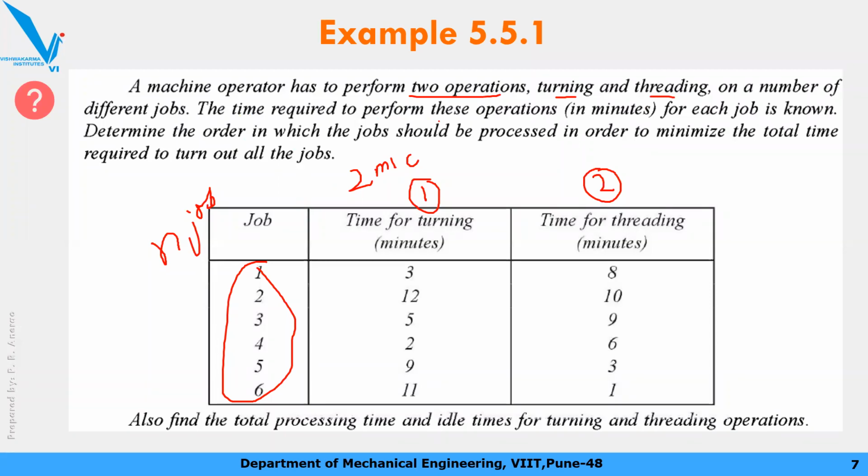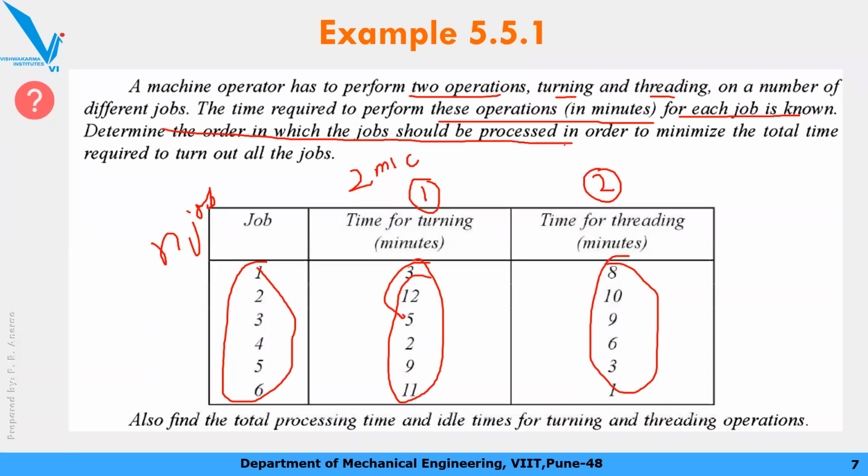The time required to perform this operation in minutes for each job is known. So this operation or processing time is given in this table. Determine the order in which the jobs should be processed. Okay, we need to see the sequence. Should we go like this 1 2 3 4 5 6, or should we change the sequence 3 2 1 4 5 6 or 6 5 4 3 2 1? So what should be the processing order, so that our aim here is to minimize the total time required. Okay, so total elapsed time we need to minimize.